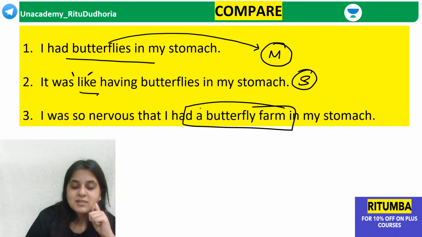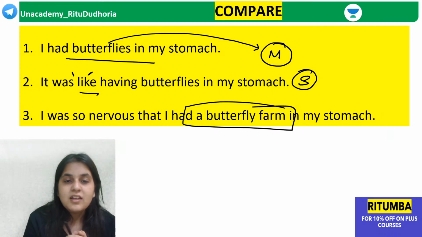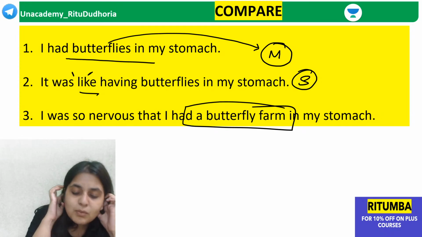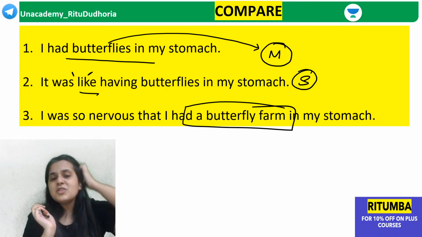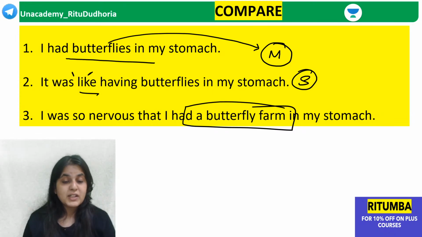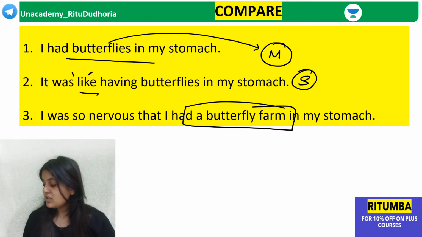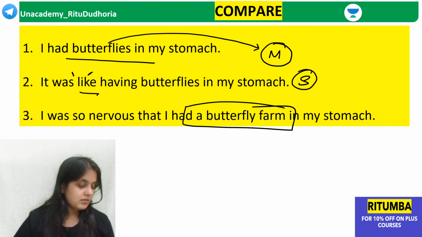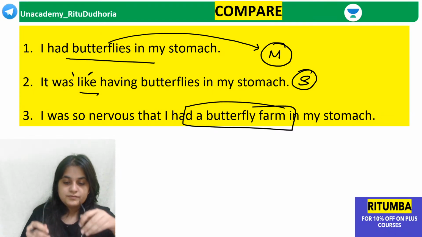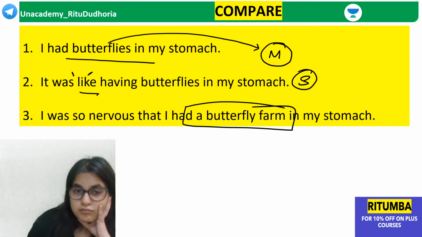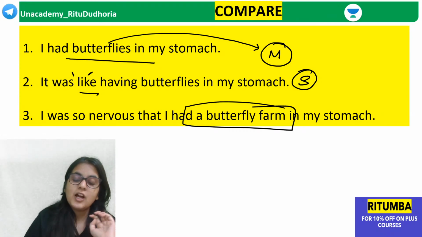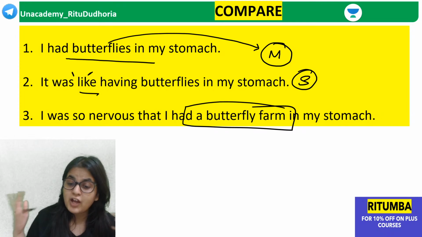ये क्या हो जाएगा, guys? बताओ. Who's going to tell me this? पहले वाला metaphor. Done. Second one, simile. Great. What is the third one? I was so nervous that I had a butterfly farm in my stomach. What is this? Focus on the word butterfly farm, not just butterflies. A butterfly farm in my stomach.